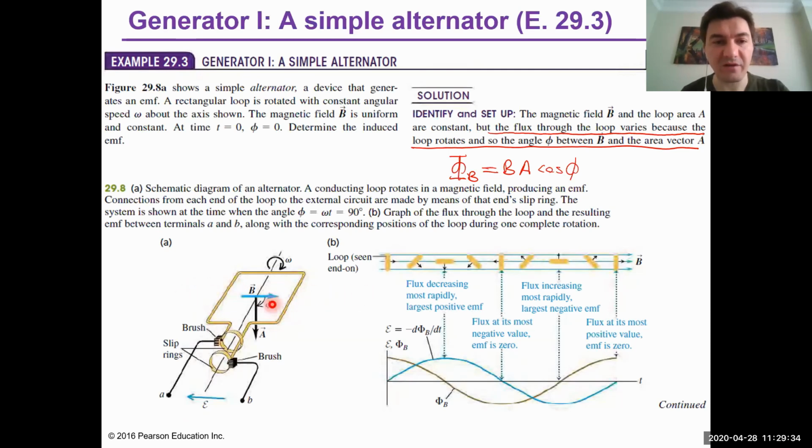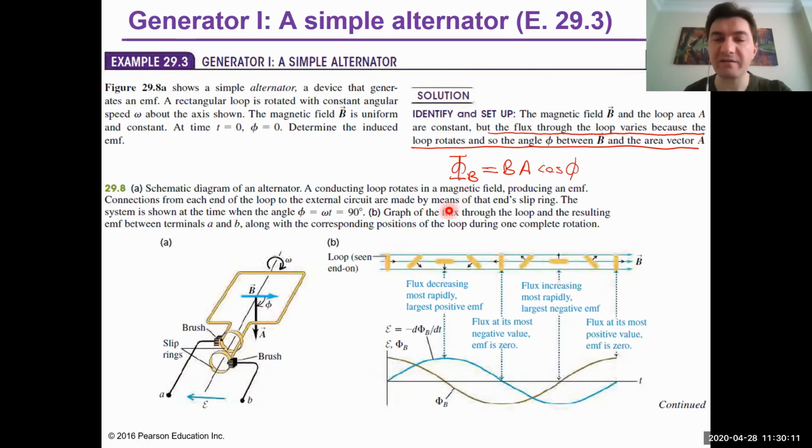We have a magnetic field in that direction shown by B, and this is the surface vector of that loop, and this is the angular speed of the loop, because the loop is rotating like this. Okay, so determine the induced EMF. We have a magnetic field, and within the magnetic field we are rotating that loop. And what is the induced EMF between points A and B? This is the question.